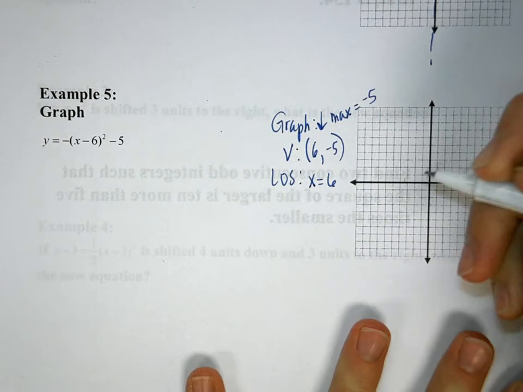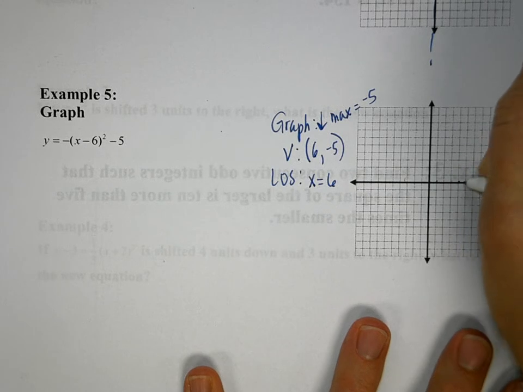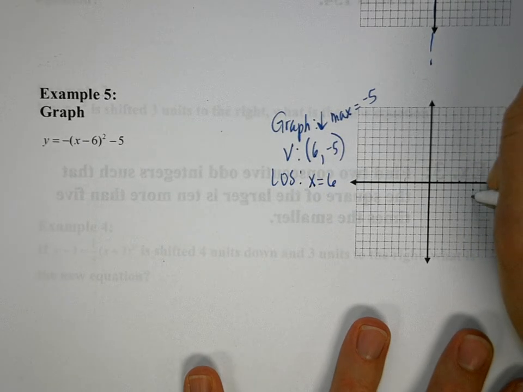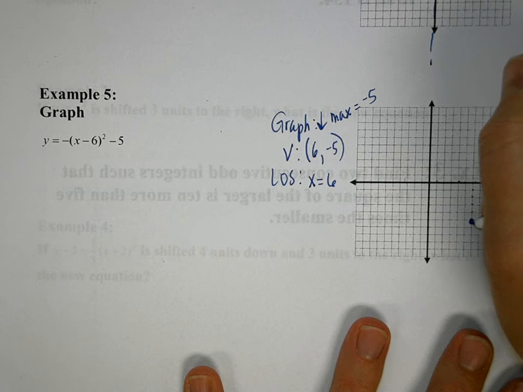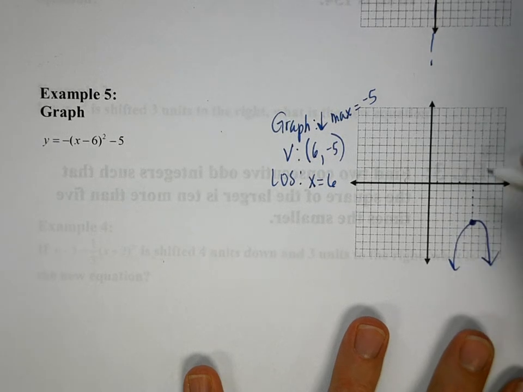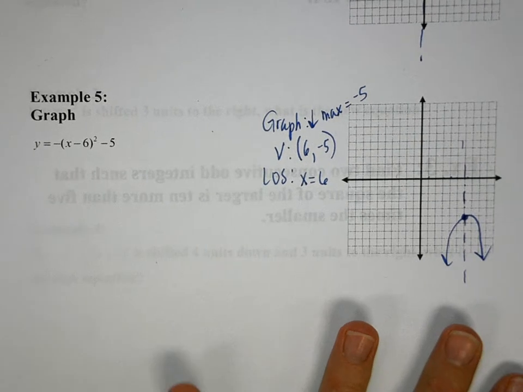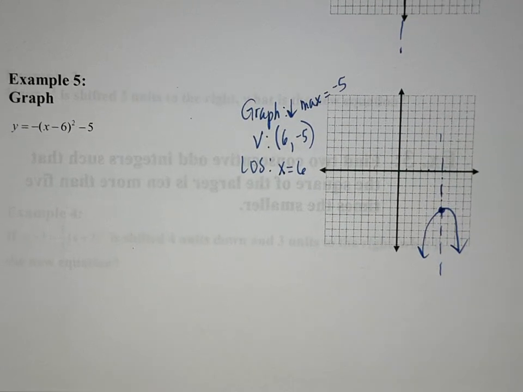When we go to graph, we go 6 to the right, 1, 2, 3, 4, 5, 6, down 5, 1, 2, 3, 4, 5. My graph was going down, and this is my line of symmetry. Questions? We have like 40 seconds left. All right, perfect timing.